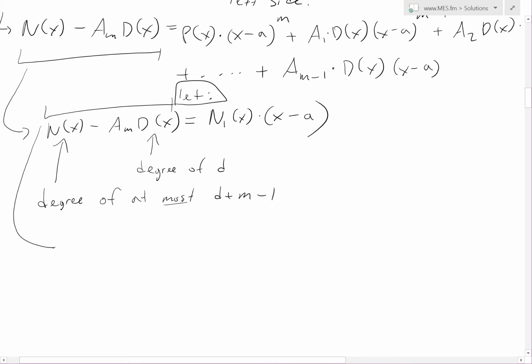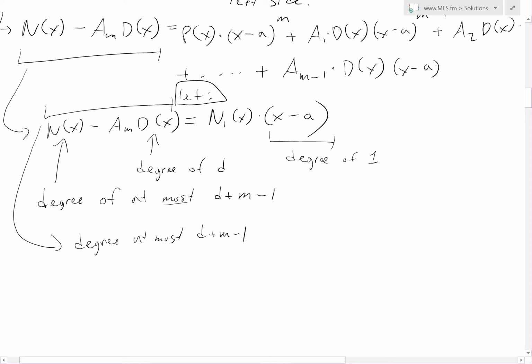So this whole left side has a degree of at most d plus m minus a, because we're adding degrees, or x to the powers of whatever, so whatever the highest, that's going to be our highest possible. But now if we're letting it equal n1 times x minus a, this has a degree of 1 right here.